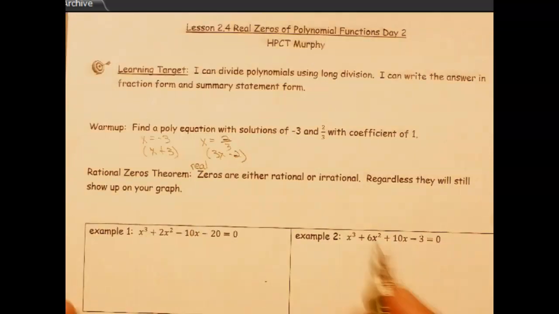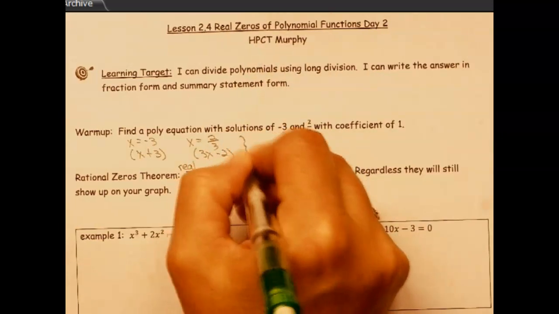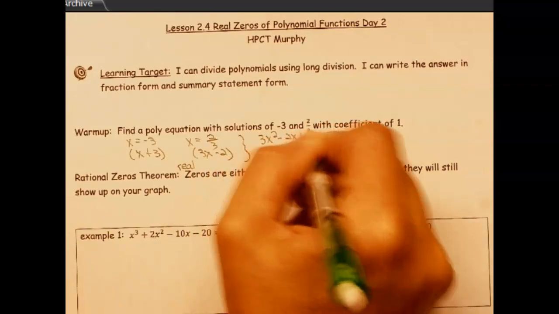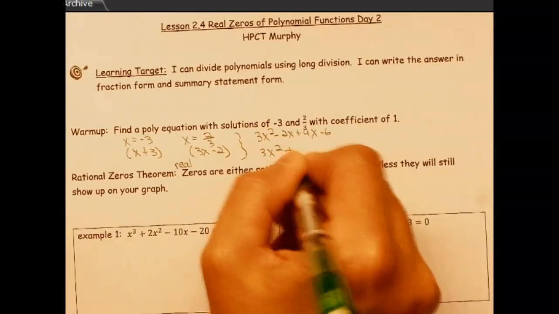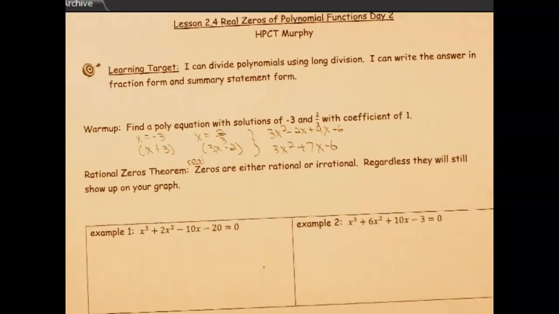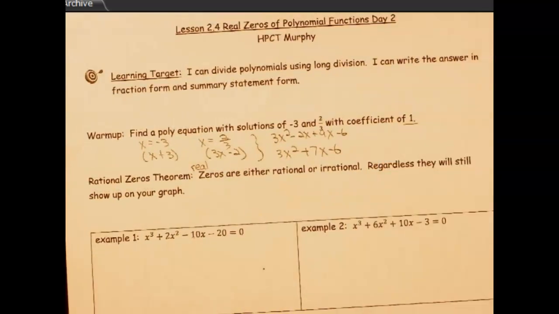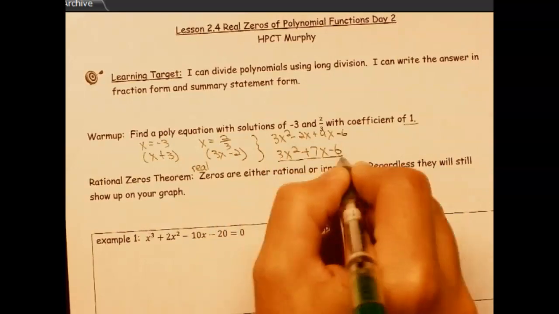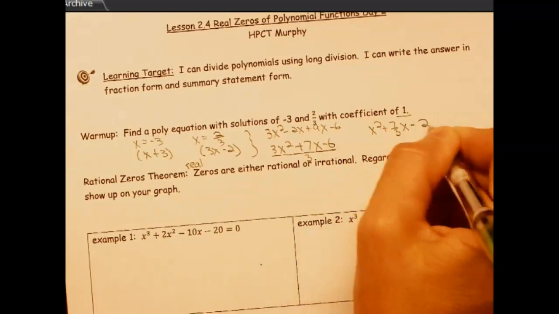So if we're trying to come up with an equation, we're just going to multiply those out. Now, here's the last piece. It says the coefficient has to be a coefficient of 1. So we need this to be a 1. We're going to divide everything through by 3. So we get x squared plus 7/3 x minus 2.